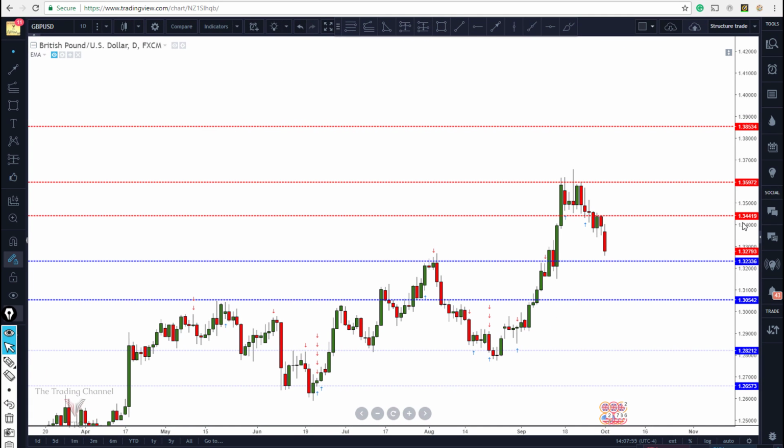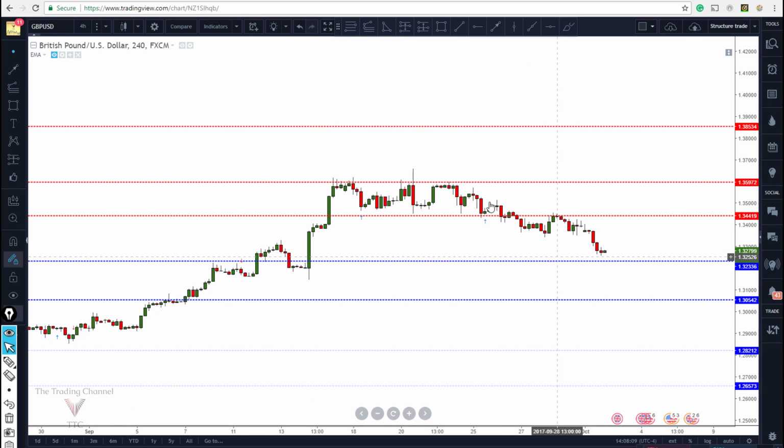So guys, this 1.3441 level is the level that we were talking about. If we got a decent close below, we'd start looking for reasons to go short here on the pound dollar. And let's drop down to a smaller time frame real fast and take a look at what we got.